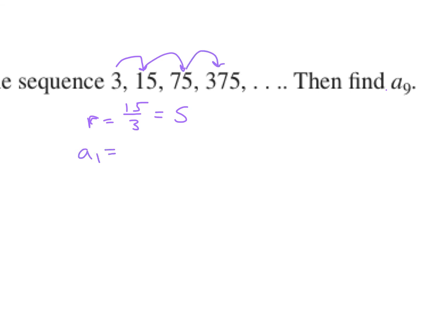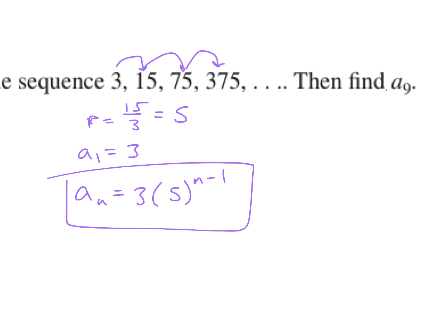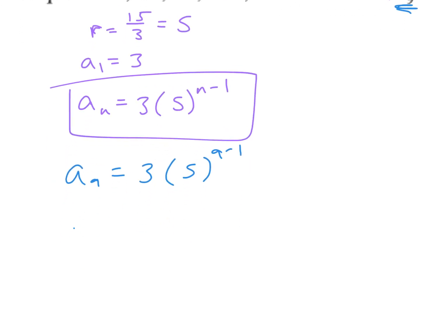What is our a sub 1? 3. So we have a sub n is equal to a sub 1 times r to the power of n minus 1. This is our general rule. Now it asks us to find a sub 9, so we're going to plug in 9. What do we have to do first? 9 minus 1, which is 8.